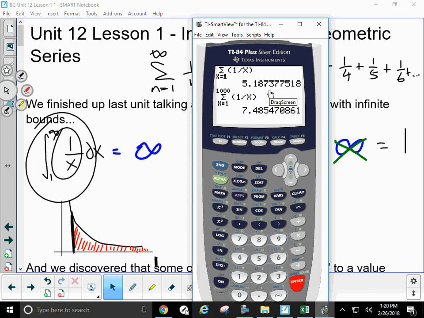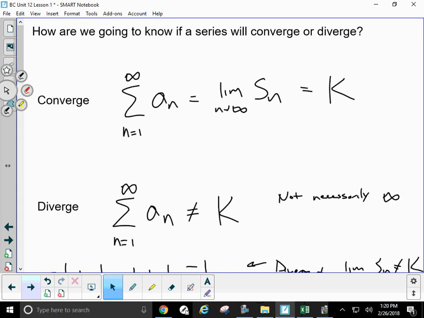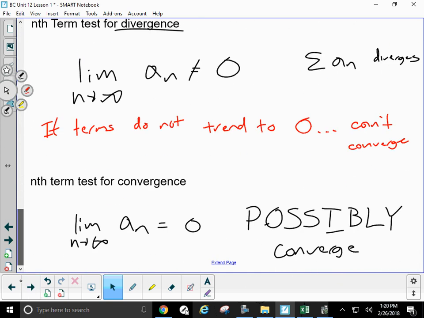Okay? This is an example of a situation, and we'll look at it more in the future, where your terms may approach 0, but it's not going to converge. Okay? But for the easy ones, if your terms don't approach 0, you're not going to converge.